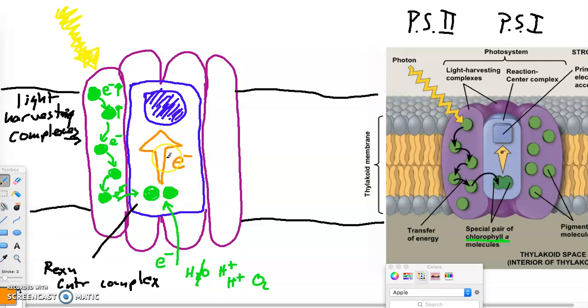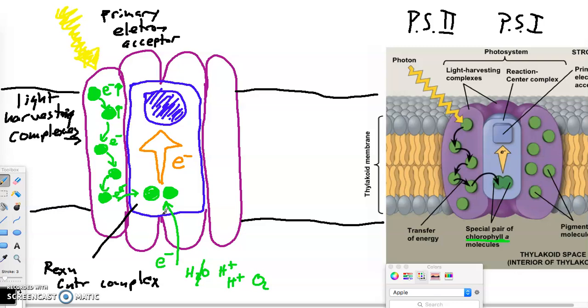That's cool. Now what happens to them is they get passed along to something else, and that is this blue square I've listed here. Our generic name for it is the primary electron acceptor. So it accepts that electron that's at a high energy state. Two things are going to be different now.